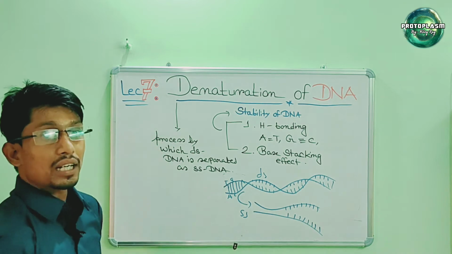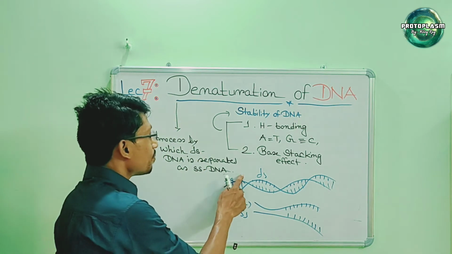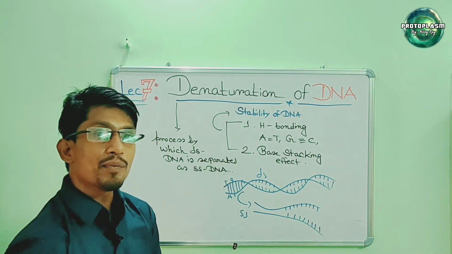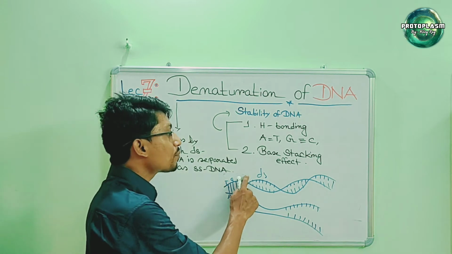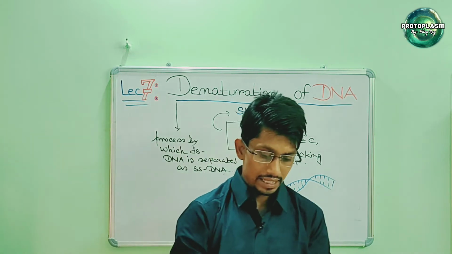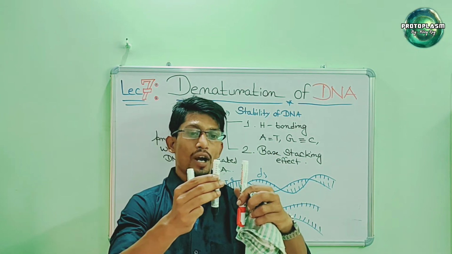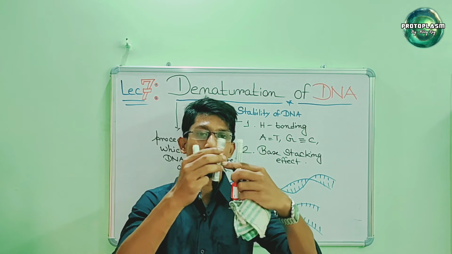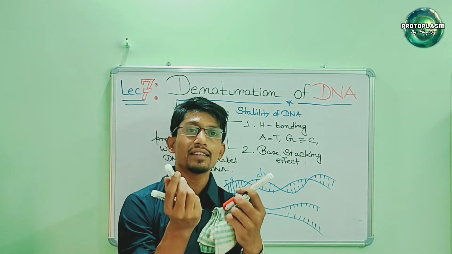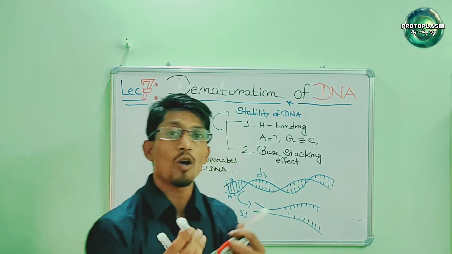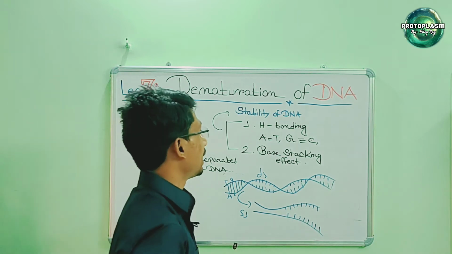But remember, the denaturation of DNA does not mean the breakage of covalent bonds within the DNA. Within the DNA, the hydrogen bonds are broken. See, each DNA molecule is two-stranded. Those two strands are joined together by hydrogen bonds between the strands. If the hydrogen bonds are broken, then the two strands become open or separated. This is known as the denaturation of DNA.